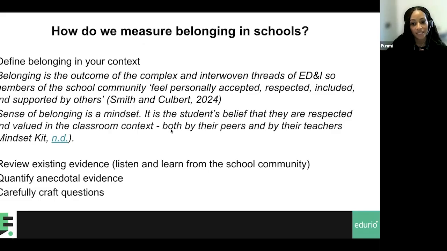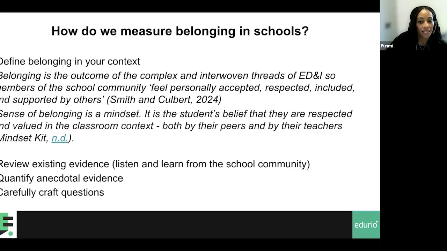It can also be triangulated with survey data, so you can use them together to explain or illustrate the quantitative findings. So, for example, if survey data showed that 70% of students felt they belonged in school, you wouldn't just want to run with that data and think, we've achieved it, box ticked off. You could then develop focus group discussions, which help you to explain the experiences of the remaining 30%. And then based on that, action can be taken to make changes.